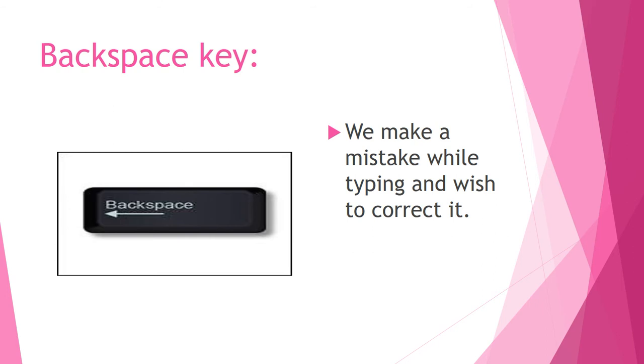Next is the backspace key. Sometimes we make a mistake while typing and wish to correct it. For example, we may wish to remove an extra letter in the word. Then you press the backspace key. If you make any mistake, then we press the backspace key and correct it. Then the wrong letter is erased.